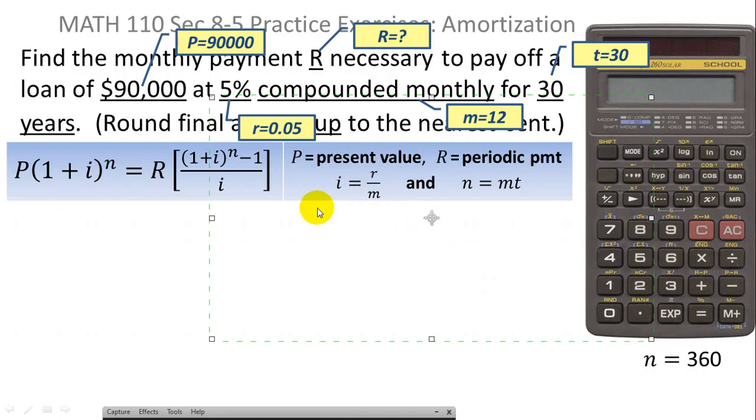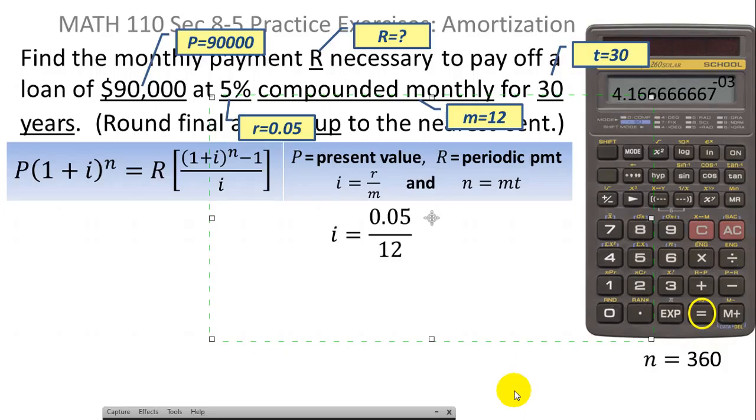And then do little i. Little i is r over m. r is 0.05 and m is 12. And if we do that division, I'll show it on the calculator. You do 0.05 divided by 12 equals, and you'll get the number in the display.